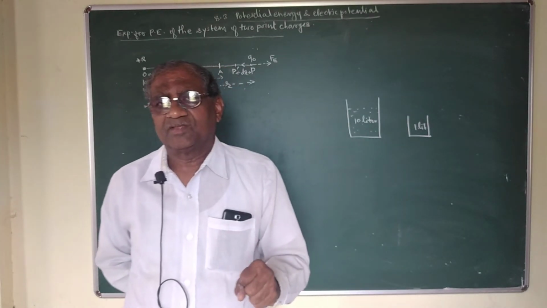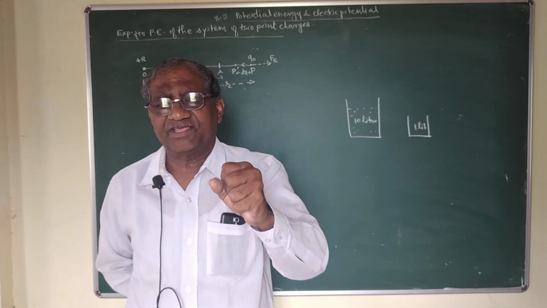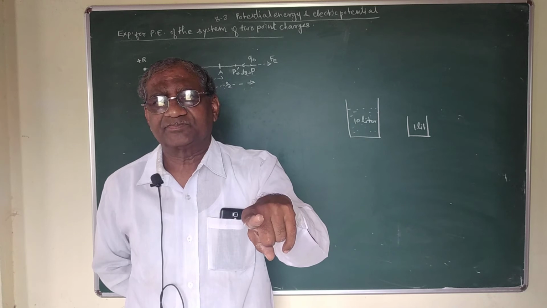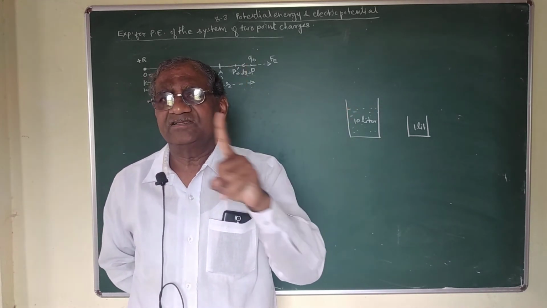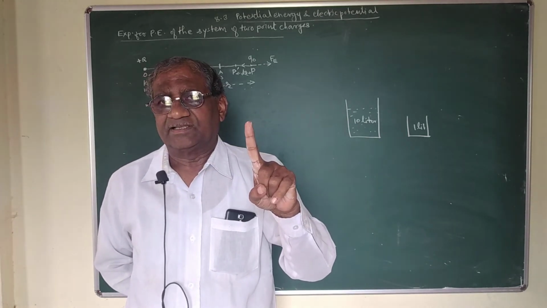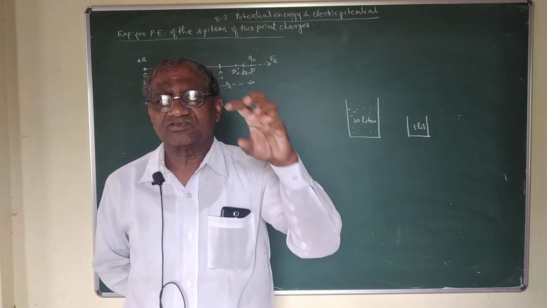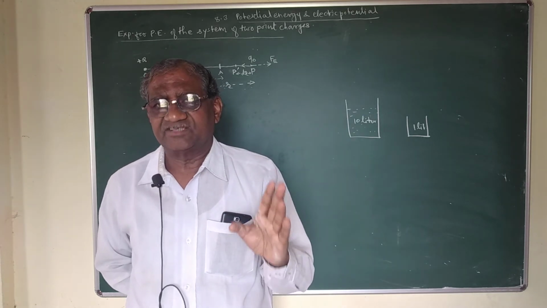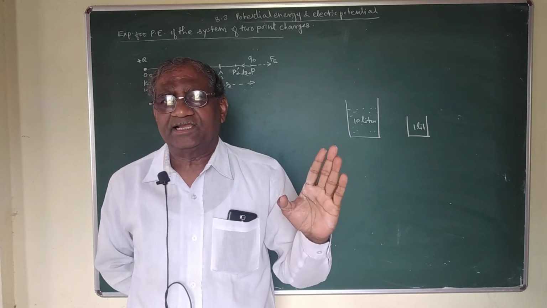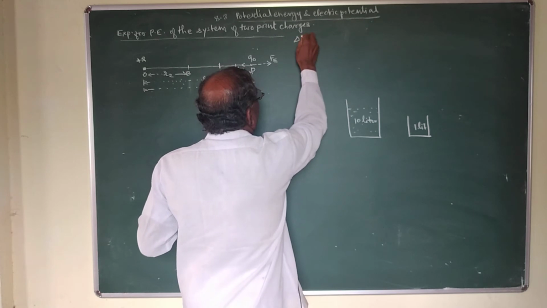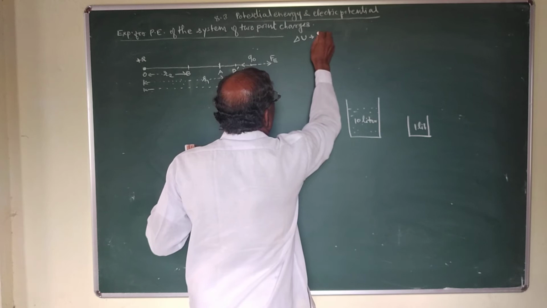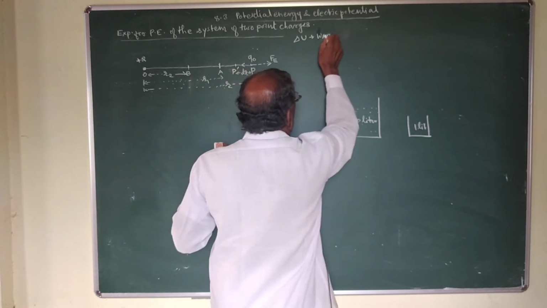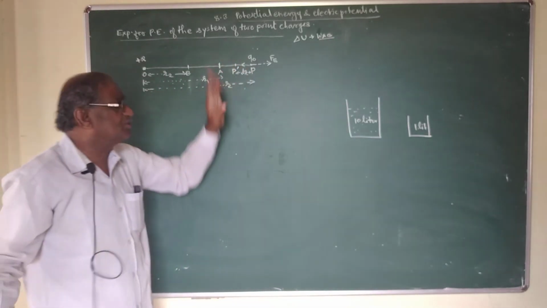Now, to obtain the expression for potential energy or change in potential energy of a given system, we must find the amount of work done against the electrostatic force which is acting between this charge Q and charge Q0. This total work done against the electrostatic force is a measure of change in potential energy of the system in displacing the small charge Q0 from A to B. It means we have to find the expression for delta U. For this purpose, we must find the amount of work done from A to B.